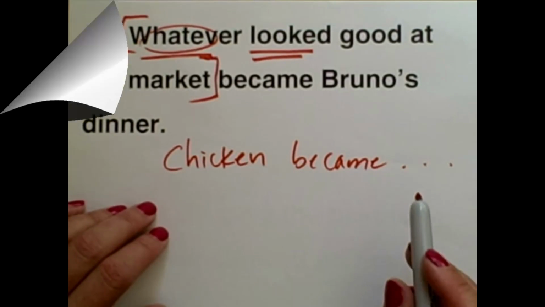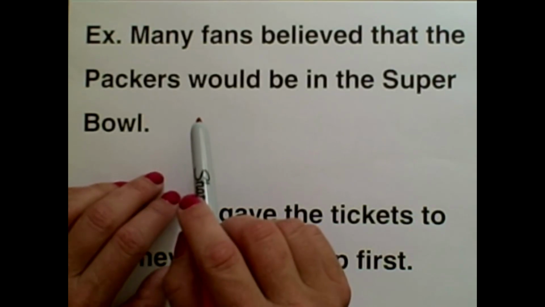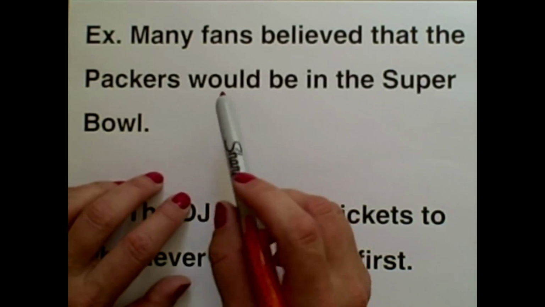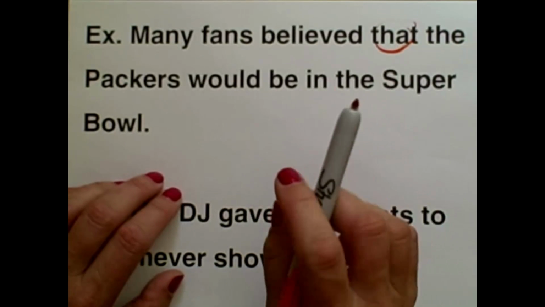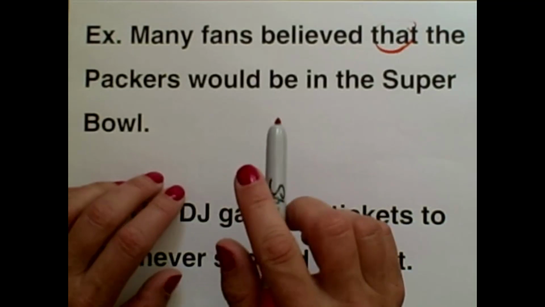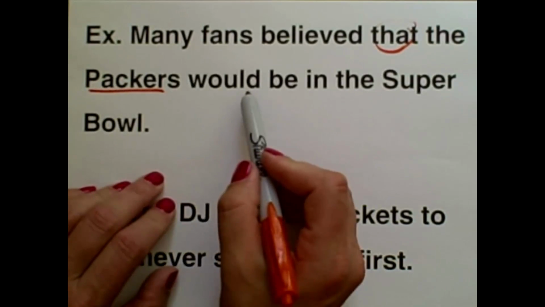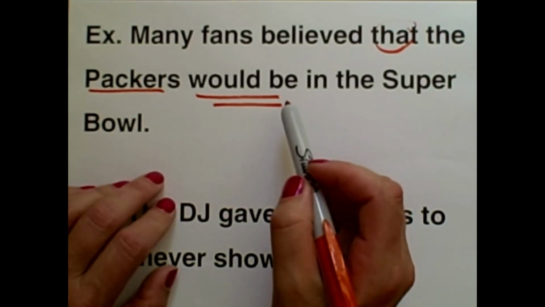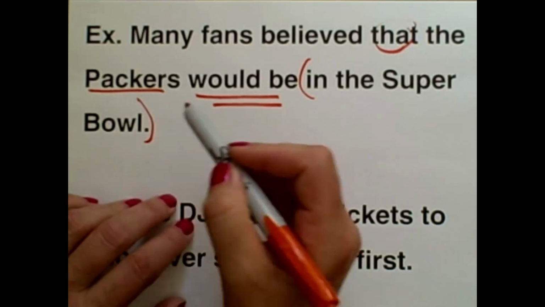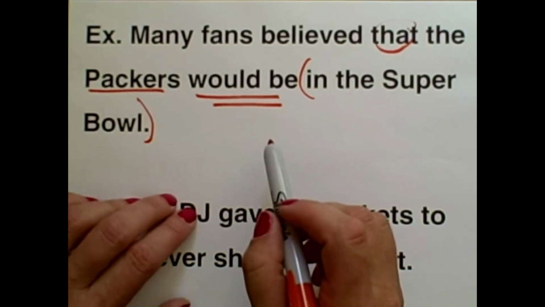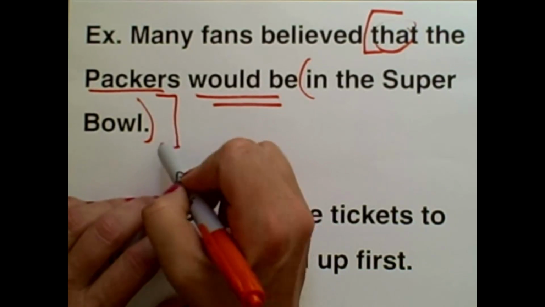Let's look at another. Many fans believed that the Packers would be in the Super Bowl. First, find the trigger word, that. What is the rest of the clause? Probably everything that follows, but let's look for a subject and a verb. Subject, Packers, verb, would be, and then we'll include the prepositional phrase in the Super Bowl. So our noun clause is that the Packers would be in the Super Bowl.